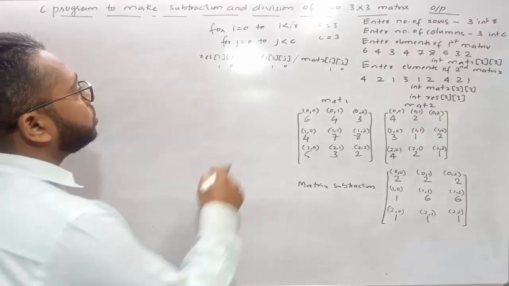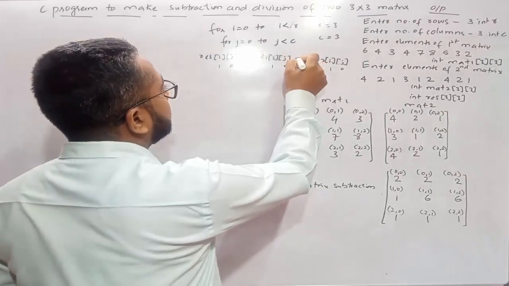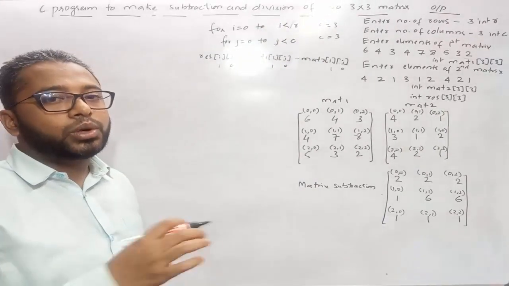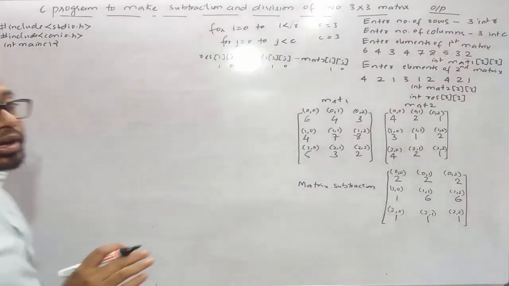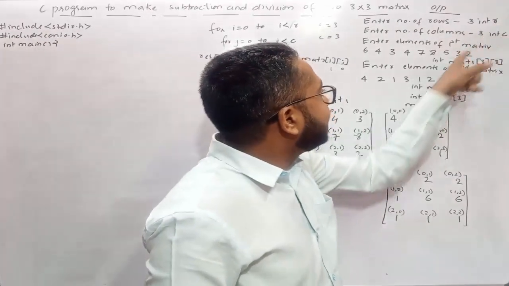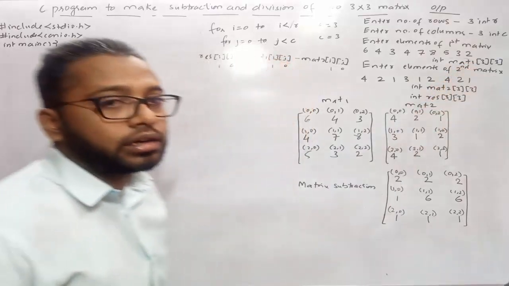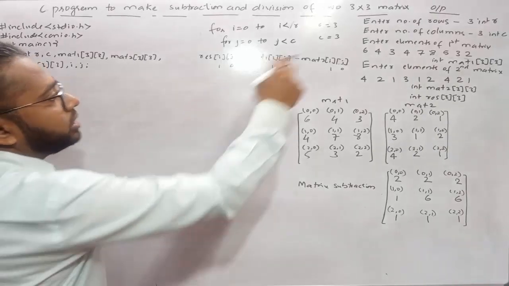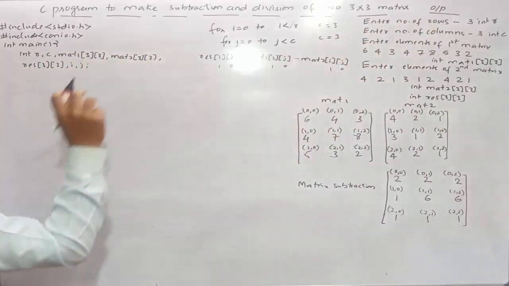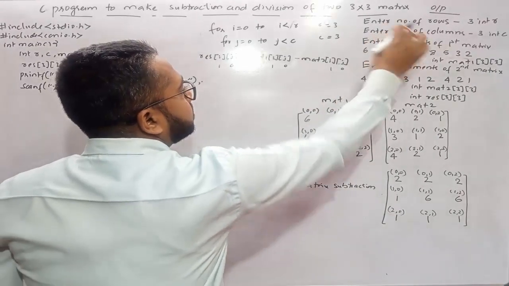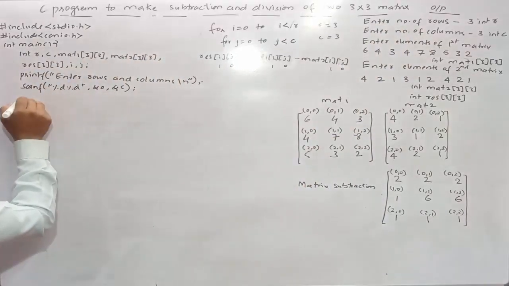So now I'm just going to use this logic to write a C program to make the subtraction of two 3 cross 3 matrices. Now I need to declare the variables. Yes, we want this R, C, matrix 1, matrix 2 and resultant variables. Semicolon. Next, I need to display this message: enter the number of rows and columns. Both of these statements I'm going to include in a single printf statement. Next, I will display this message: enter elements of matrix 1, bracket closed.